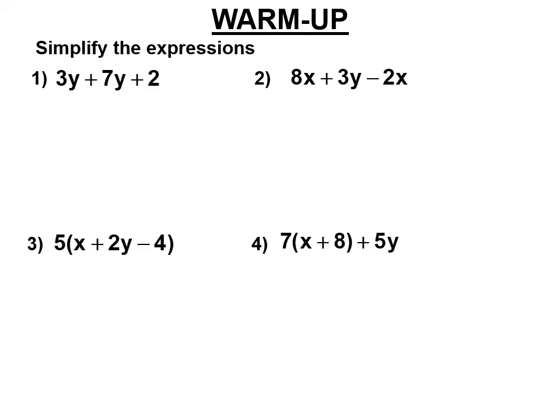All right, so let's review combining like terms, right? So 3y plus 7y is 10y. 10y plus 2 is done because those are not like terms. 8x minus 2x is 6x, 6x plus 3y.